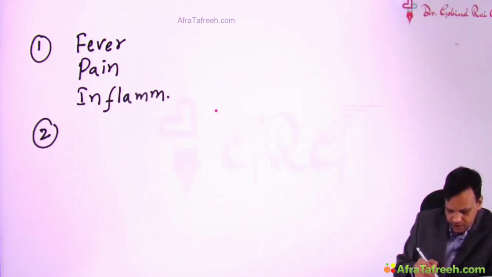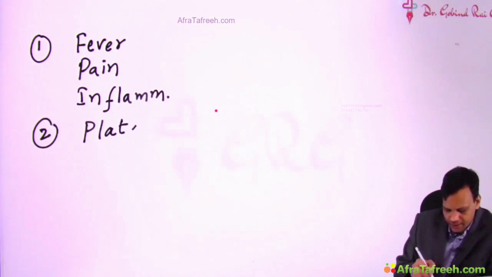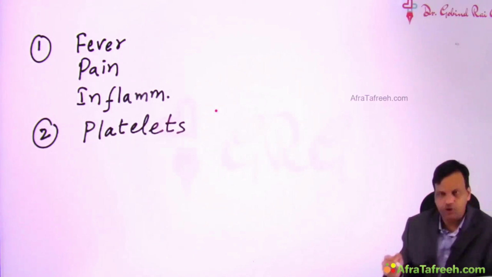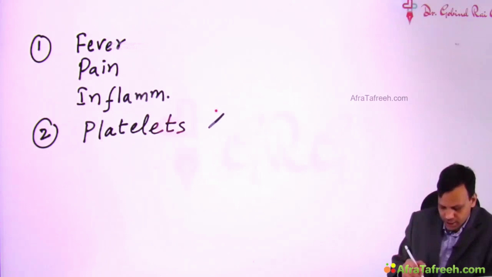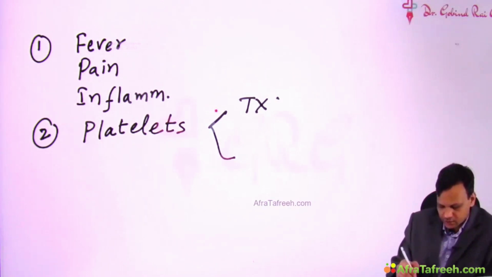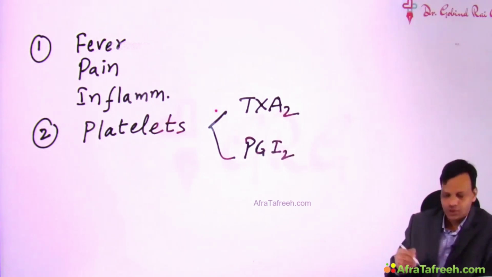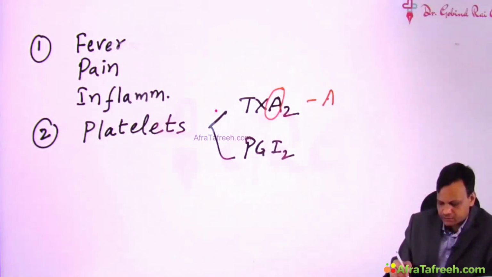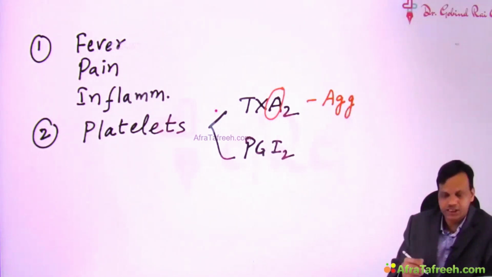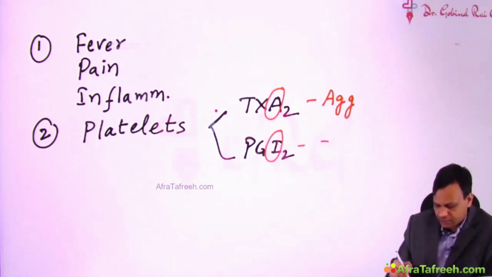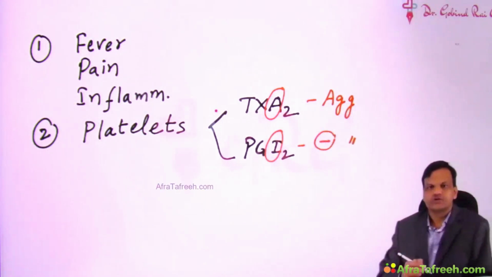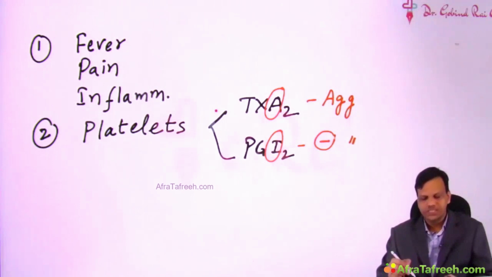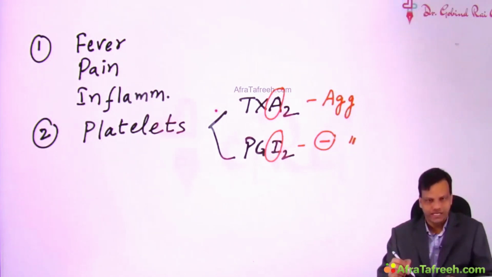We discussed earlier the effect of prostaglandins on platelets. In hematology we covered this. 2 prostaglandins have opposite effects on platelets. These are thromboxane A2 and PGI2. So you can easily remember: thromboxane A2, A for aggregation. It causes platelet aggregation, whereas I means it will inhibit the aggregation. So thromboxane A2 causes aggregation, PGI2 causes inhibition of aggregation.